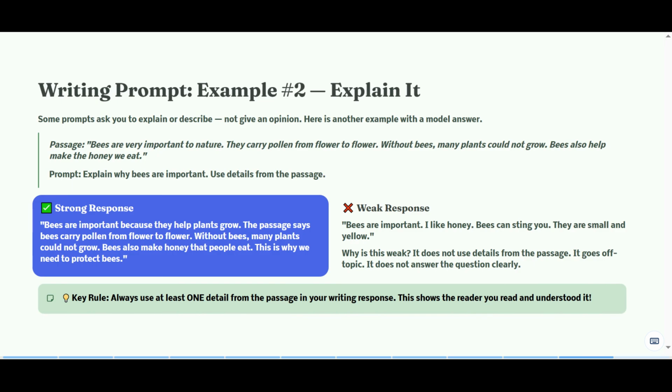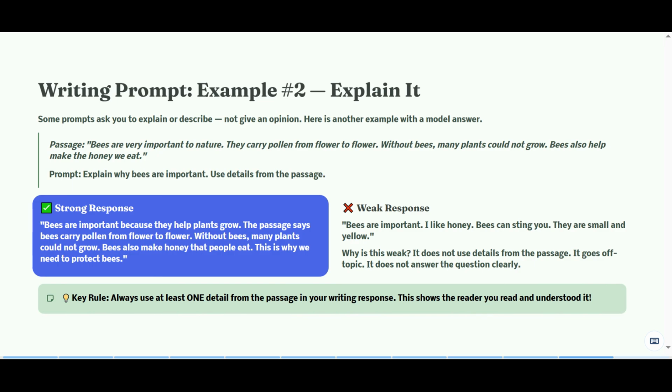Do a reread if you need to. For example, you can read again, like this: Bees are very important to nature. They carry pollen from flower to flower. Without bees, many plants could not grow. Bees also help make the honey we eat. And then read the question again. Explain why bees are important. Use details from the passage. This is very important. This is your prompt.